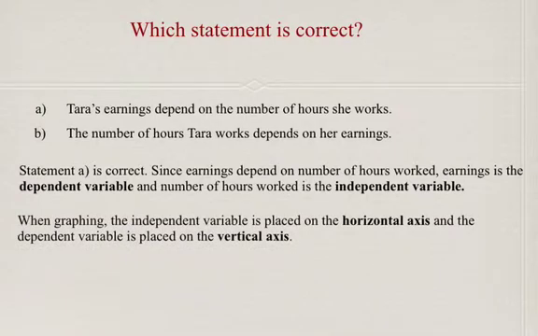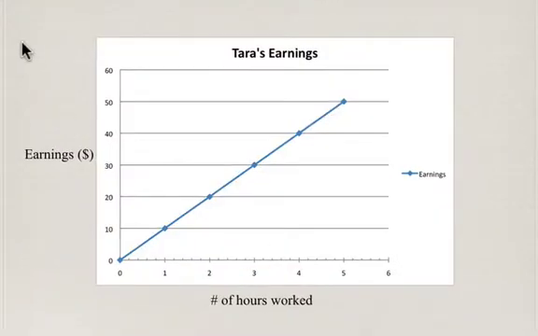So when you graph this, the independent variable goes on the horizontal axis and the dependent variable is placed on the vertical axis. So the dependent goes on the y-axis and the independent goes on the x-axis. So in this example, as we said, earnings is the dependent variable because earnings depend on the number of hours Tara works. So it goes on the y-axis or the vertical axis, and number of hours worked is the independent variable. So it goes on the x-axis or the horizontal axis. And when you graph this, you'll note it's a linear relationship.